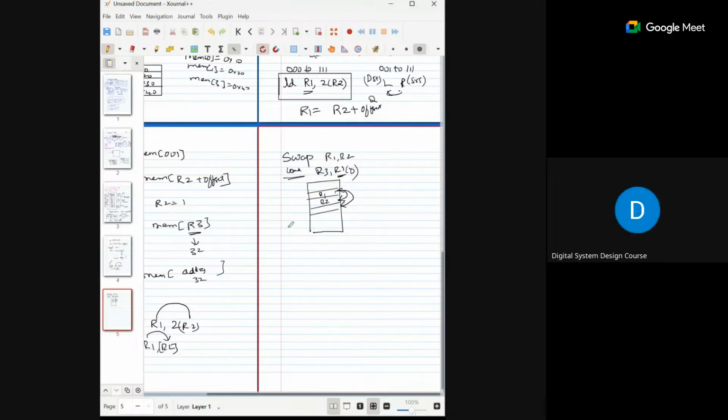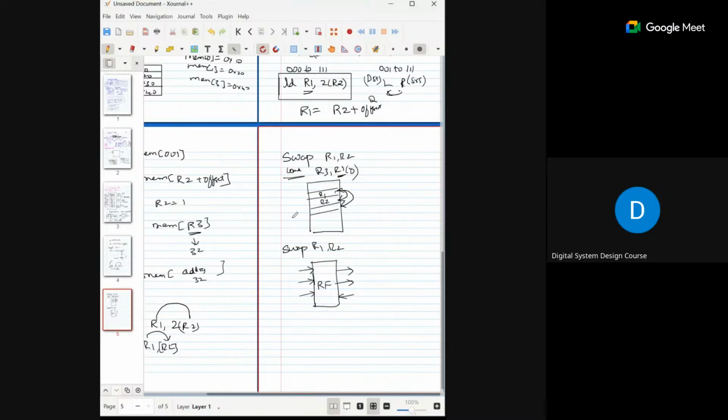Now come to the picture. Let's start with the swapping operation first. We have instruction memory, instruction register, and the register file, holding registers R0 to R7. It is dual port for reading and single port for writing.